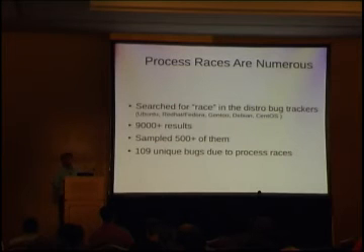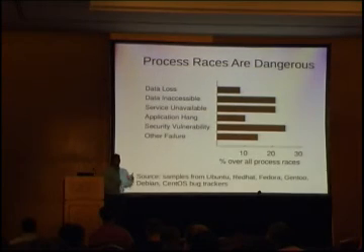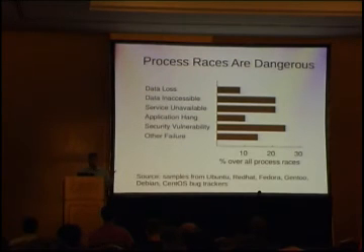Now, do we even care? What do those bugs do? Are they actually really harmful or not? Well, the answer is yes. We studied each of those bugs and found that they cause real system failures, including data loss, such as database corruptions, data being inaccessible, service being unavailable, application hanging, security vulnerabilities. So most of the bugs we studied fell into those categories. Okay? So process races are numerous and they're dangerous.